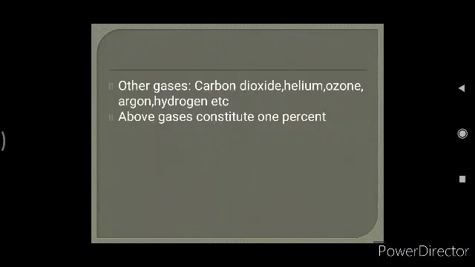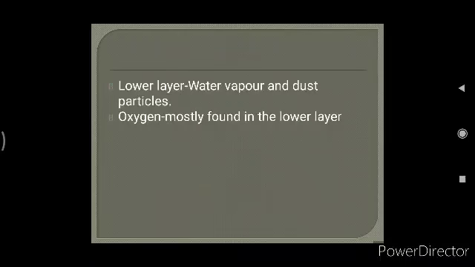Now the other gases present in the atmosphere are carbon dioxide, helium, ozone, hydrogen, argon, and all these gases constitute 1%. Now, talking about the lower layer of the atmosphere, it contains water vapor, dust particles and oxygen. Oxygen is also found in the lower part only.